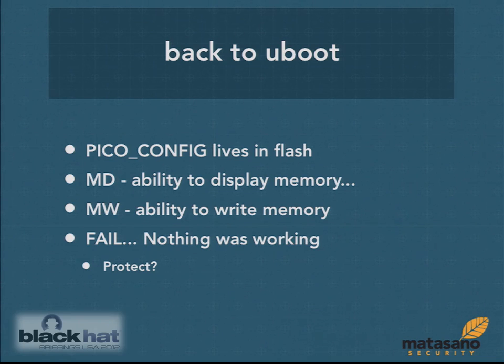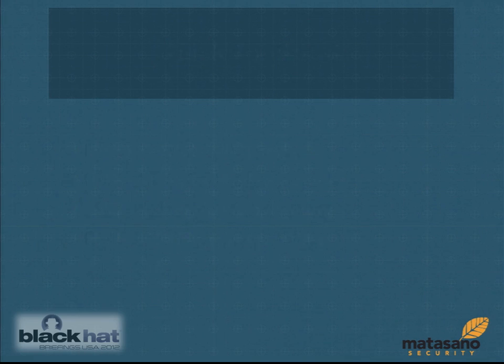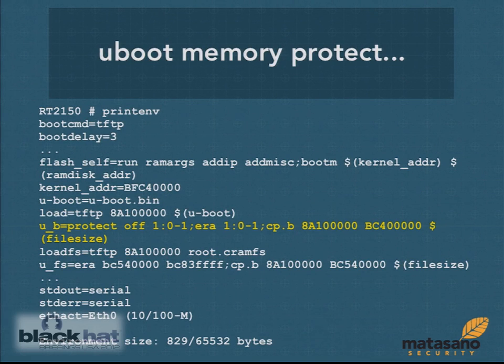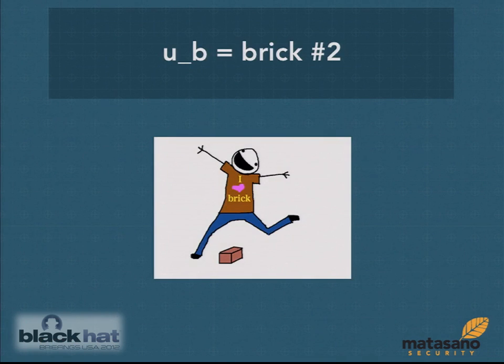Then I noticed this thing called protect in one of the commands. Specifically, there's a print of environment variables, which is a set of environment variables and commands. I saw this command u_b, and the first thing it says was protect off. I was like, awesome, let's run it. Bad idea. If you actually continue to read the command, it proceeds to erase the entire flash chip as well. So I now had a second brick on my hands.